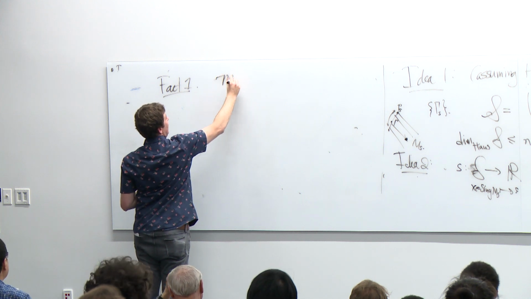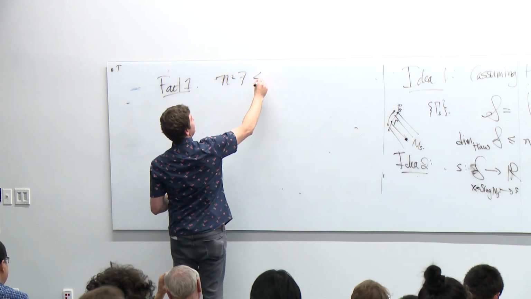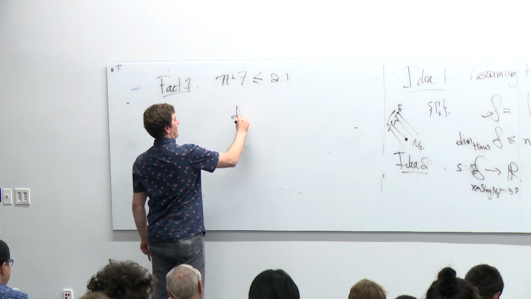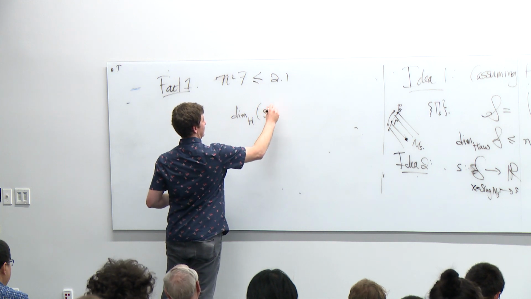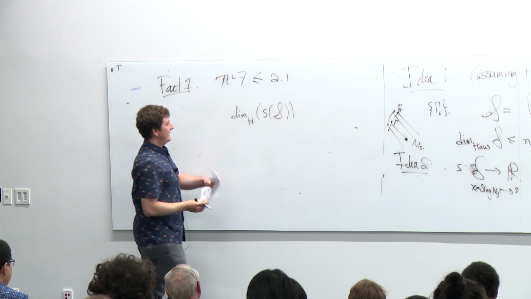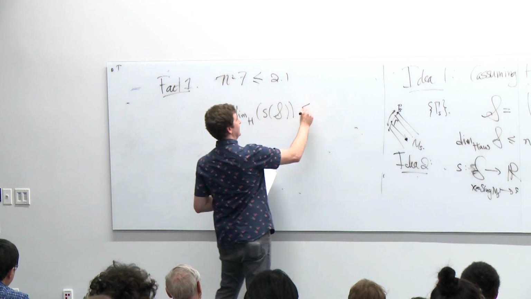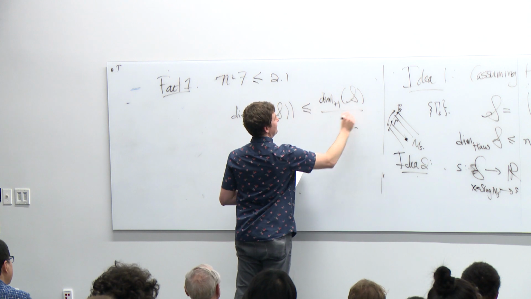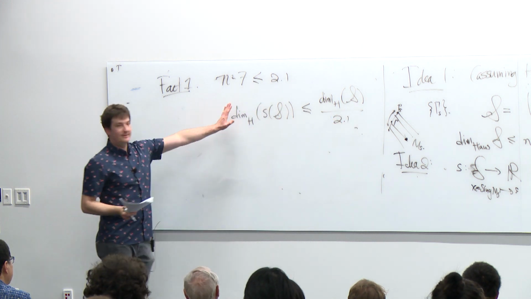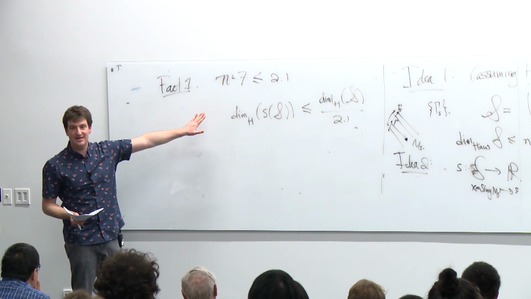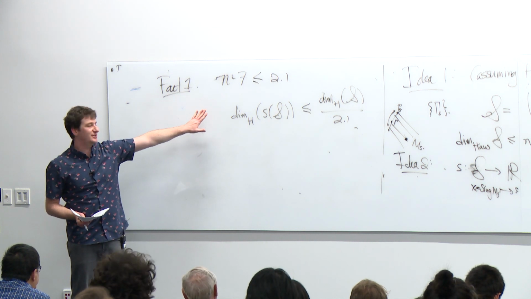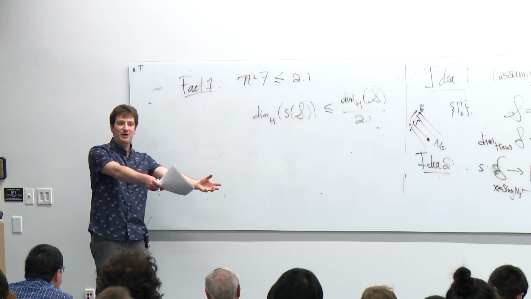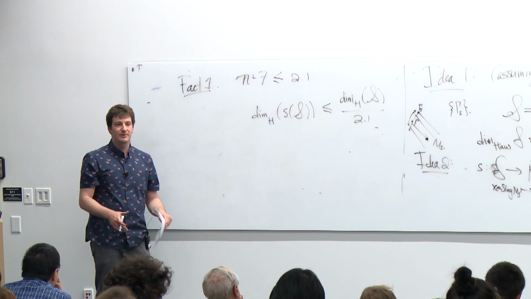So you have an n minus 7 dimensional set, and as long as this is less than or equal to 2.1, then the Hausdorff dimension of the image is less than or equal to the domain divided by 2.1. Okay? If you know about the Hausdorff dimension, this exercise is completely trivial. You could just sit down and see what happens, right? Basically, you cover your set by balls. The image of these balls will have much smaller radius. You just add it up, okay?